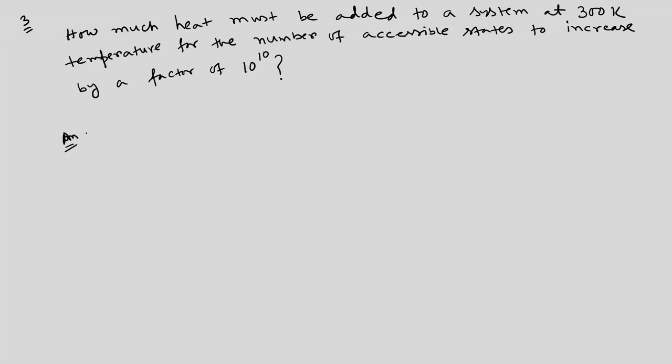Now, how do we start this problem? We need to calculate heat here, or if we consider the process is a reversible one, we need to calculate Q reversible. In order to calculate Q reversible, we need to calculate delta S. Delta S for this process means we are adding heat to a system, so there is a change in entropy of the system that we need to calculate from the number of microstates, the accessible states.